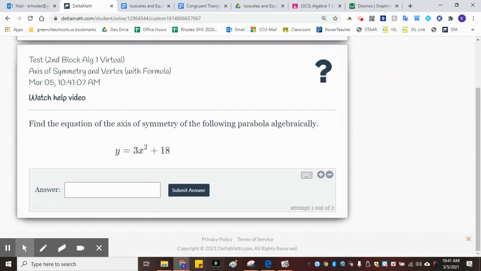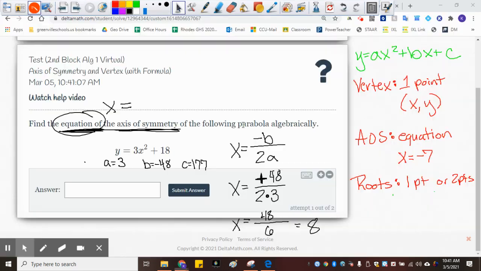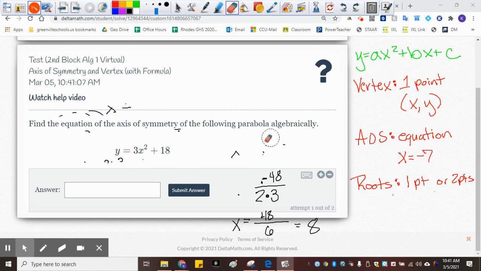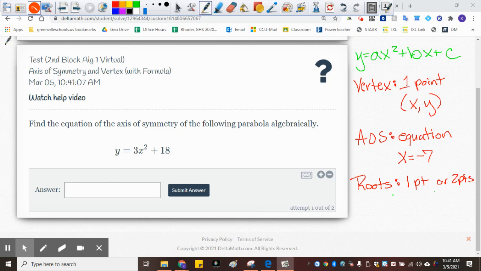What about this one? Make it a little harder. So we're still finding our axis of symmetry. X equals negative b over 2a. Get a sheet of paper. Take some notes. Get a sheet of paper. Take some notes. You can use your notes in your quiz. You gotta have them written down.